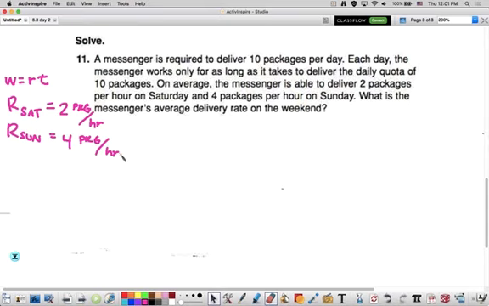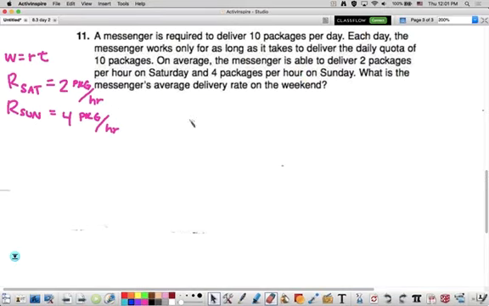And let's see what else. What is the messenger's average delivery rate on the weekend? So here's where you need to set up the totals: W total, rate total, and time total. Because they told you something implicitly here. They kind of sneakily told you something. Which one of these did they give you in a sneaky way?